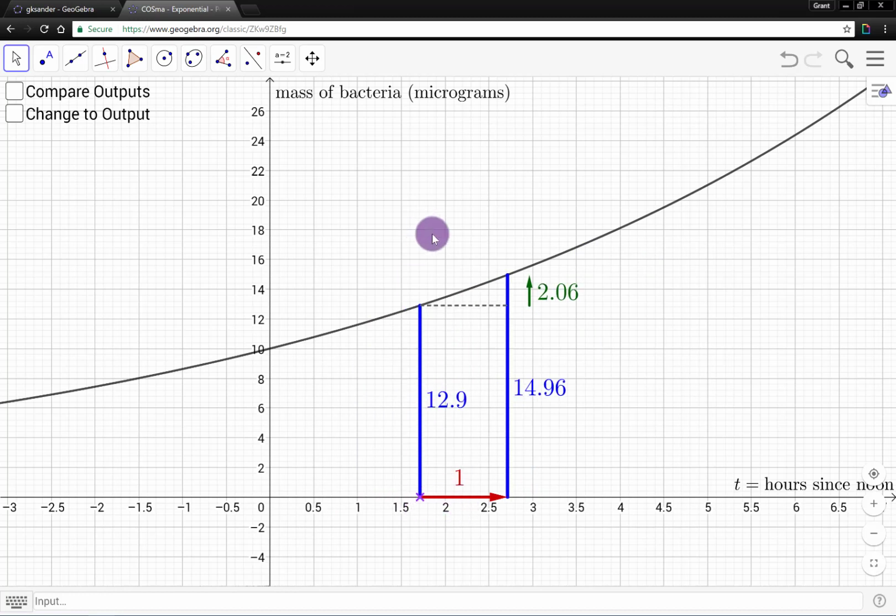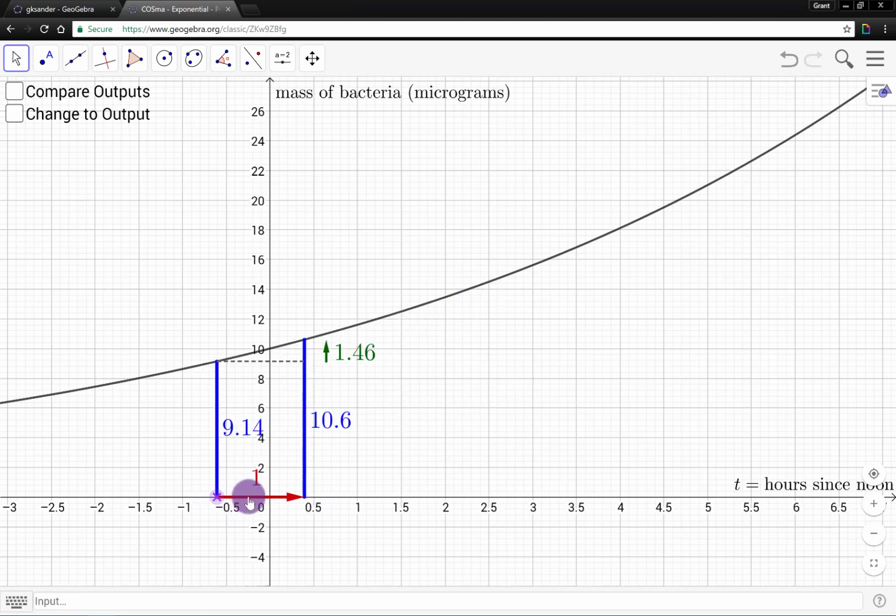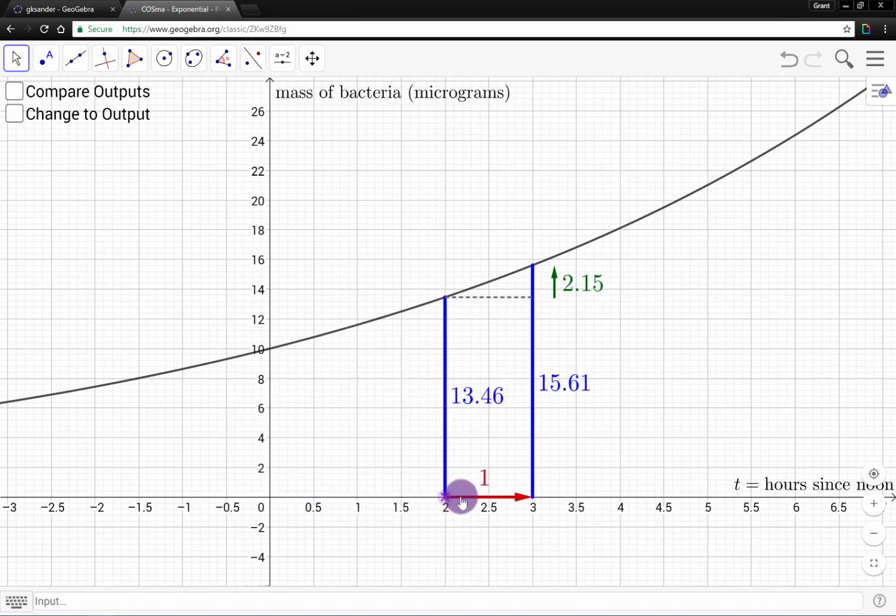I have the initial mass of the bacteria represented by this first blue segment. The second blue segment here represents the mass of the bacteria 1 hour later. And then I have a green vector representing the change in the mass of bacteria. So as I vary this initial value of t, all of those values vary.